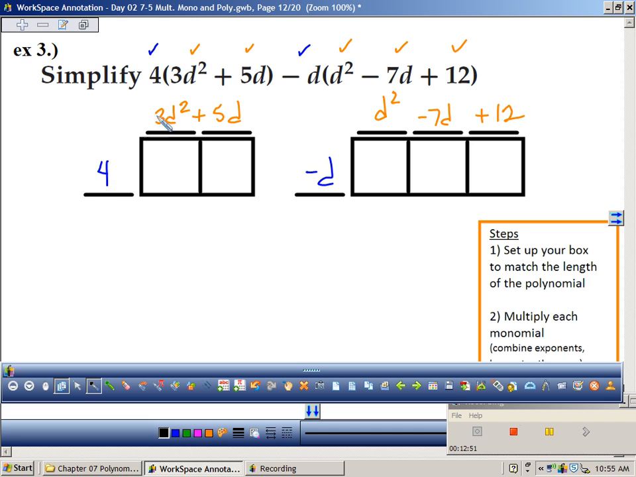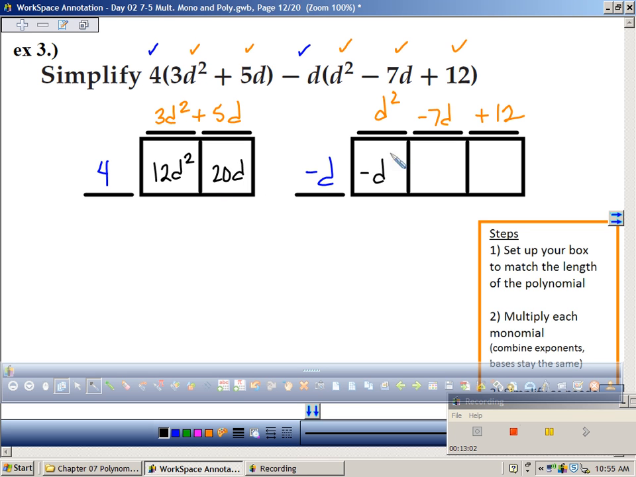All right, so now I just have to multiply. 4 times 3 is 12d squared plus 20d, and this is negative d cubed. Negative d times negative 7d is positive 7d squared, and negative d times 12 is negative 12d.